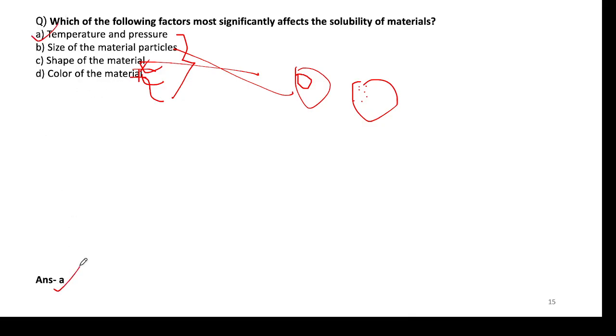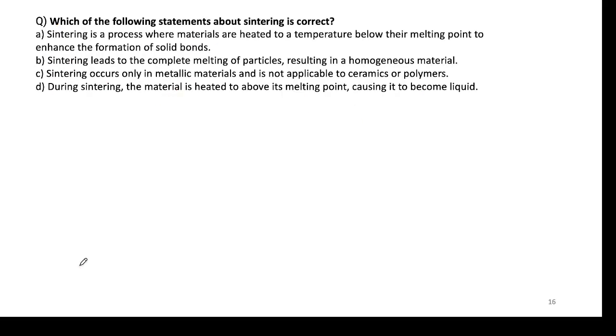When we increase the temperature, there is a possibility that the solubility of a material can increase and more material can be in the solution state. Okay, nice, very good. Let's move forward. Regarding sintering, which one of the following statements about sintering is correct? Sintering is the process where materials are heated to a temperature below their melting point to enhance the formation of solid bonds.